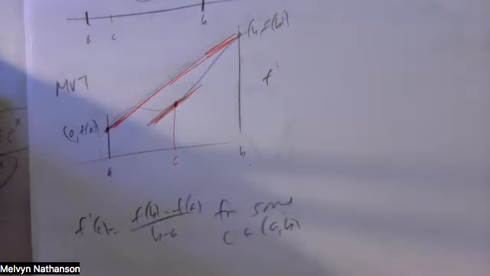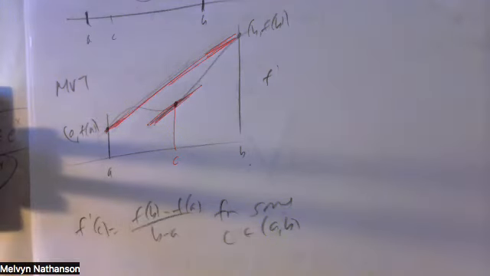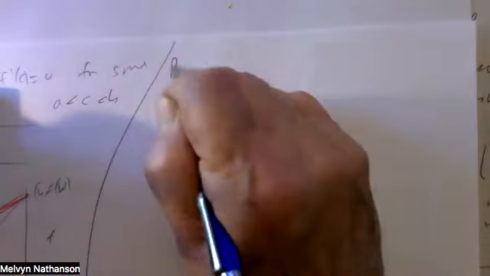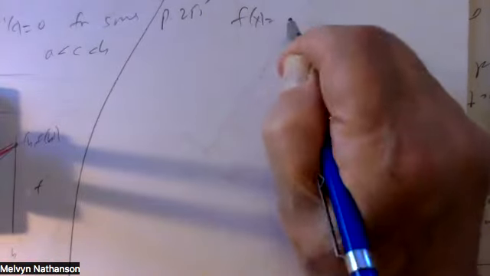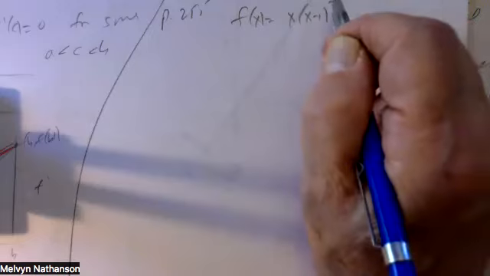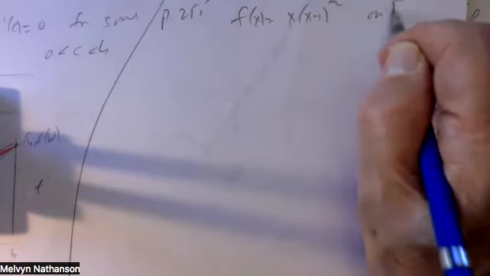So let's look at a couple of exercises. These are going to be exercises on page 255. Suppose we consider the function f of x equals x times x minus 1 squared on the interval from 0 to 1.